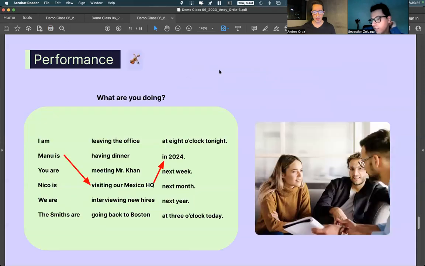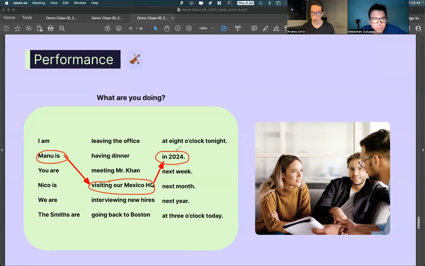So this is going to be our final exercise. I want you guys to take maybe 3 or 4 minutes just to take a look at these examples and create 3 sample sentences using these different phrase blocks. For example, I could say, Manu is visiting our Mexico HQ in 2024. All right. So, Santiago, what's one other example? I am going to Boston at 8 o'clock tonight.